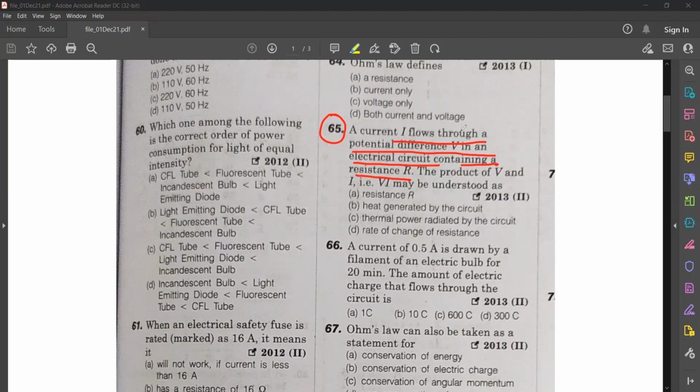A current I flows through a potential difference V in an electric circuit containing a resistance R. The product of V and I, that is VI, may be understood as. Okay, so all of you do this and comment the answer.